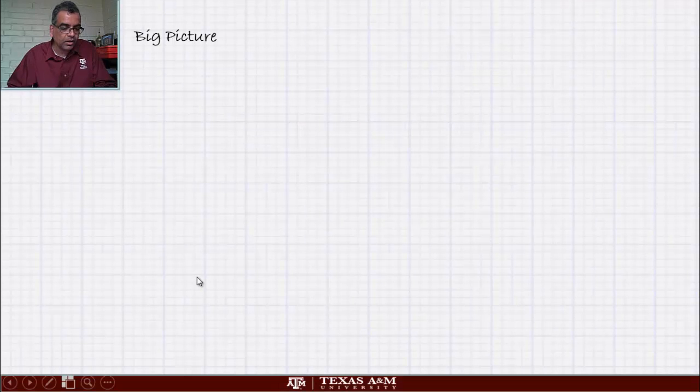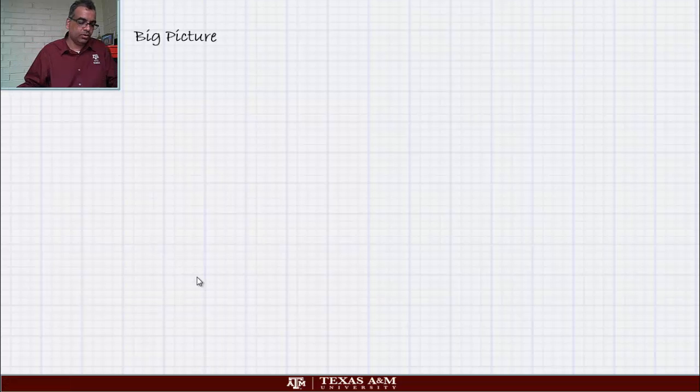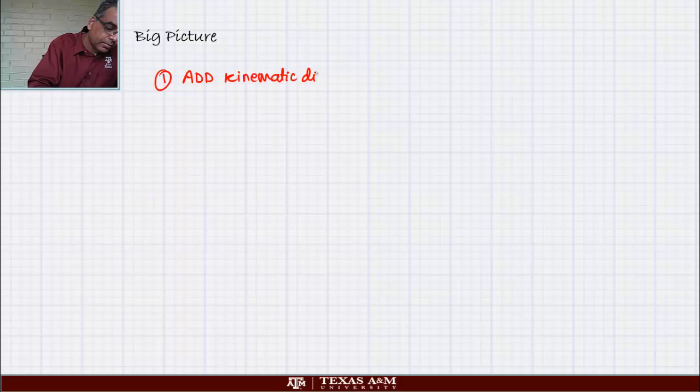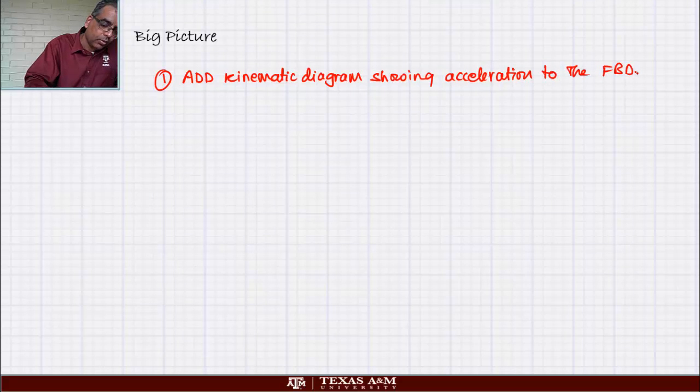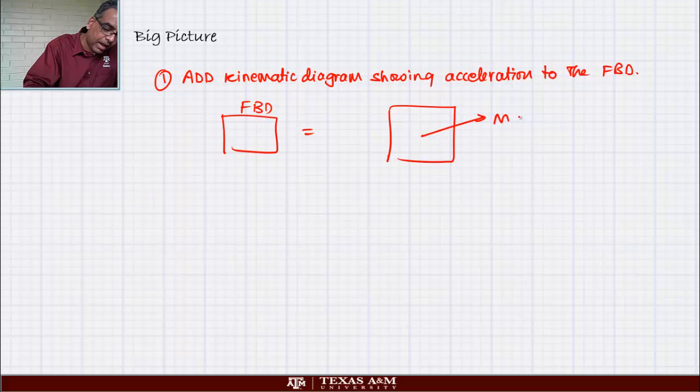So let's start. What's the big picture here? The big picture is the following. Let me write it down. First thing is we draw a kinematic diagram showing accelerations to the FBD. What I mean by that is I'll have FBD equals kinematic diagram which shows me mass times acceleration.